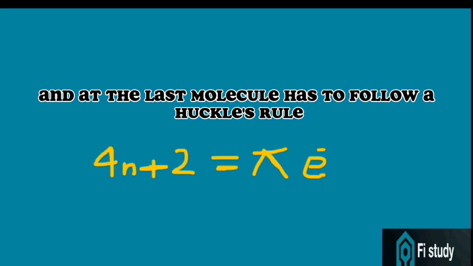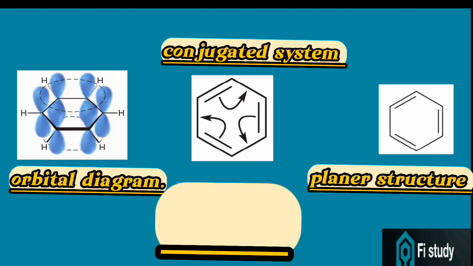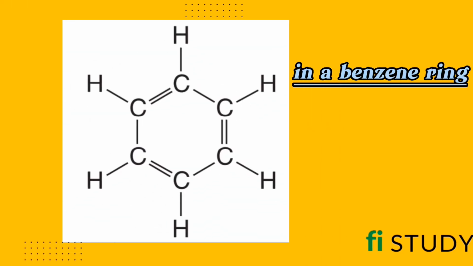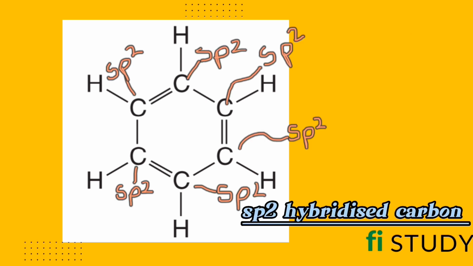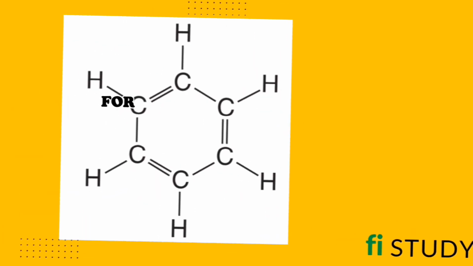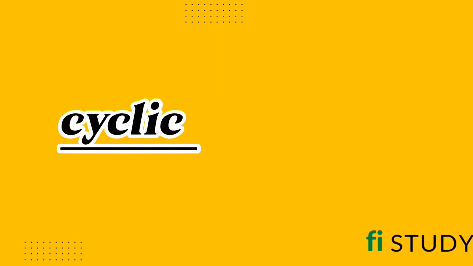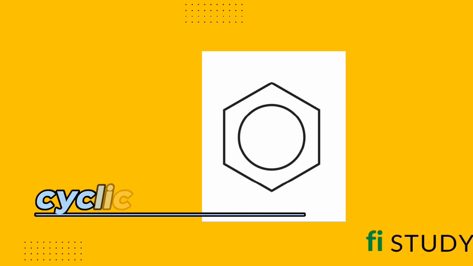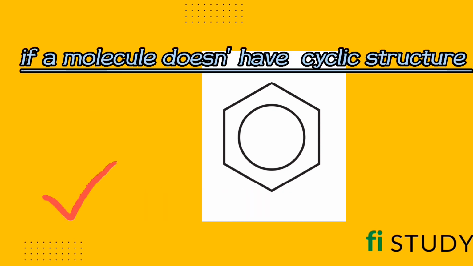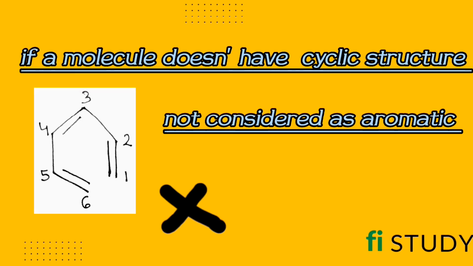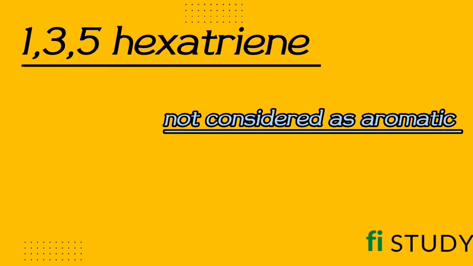For a molecule to be cyclic, it has to be a ring. We have 6 carbon atoms in a benzene ring. All are sp2 hybridized carbons. We will talk more about this next in the video. So our first condition is the molecule must be cyclic or a ring, meaning the molecule must have a cyclic structure. If a molecule doesn't have a cyclic structure, it is not considered aromatic.